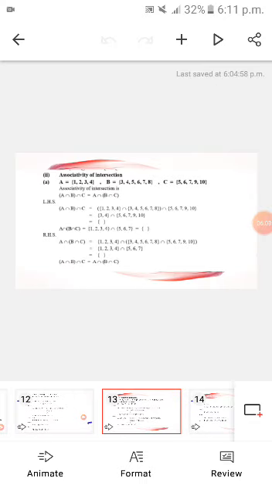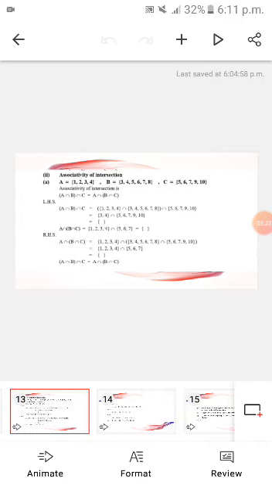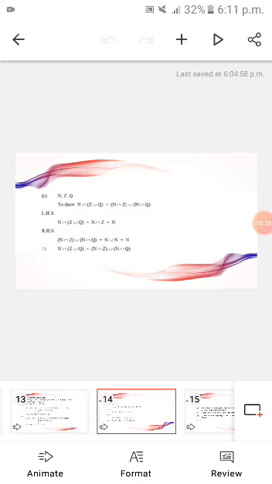Next part: here are also three subsets given. We want to show that A intersection (B intersection C) equals (A intersection B) intersection C. Just put the elements of the subsets and solve them. When the left-hand side and right-hand side are equal, it means that our property of associativity of intersection holds here.